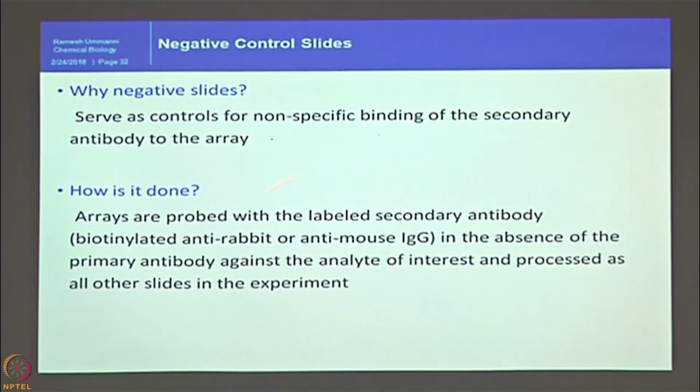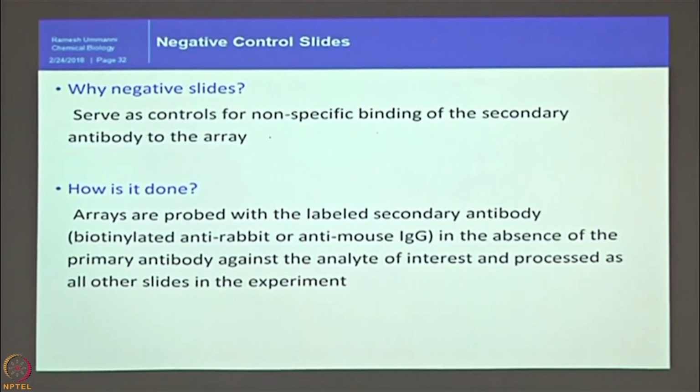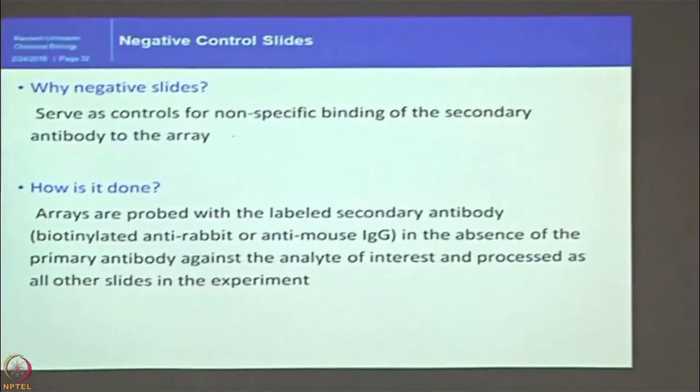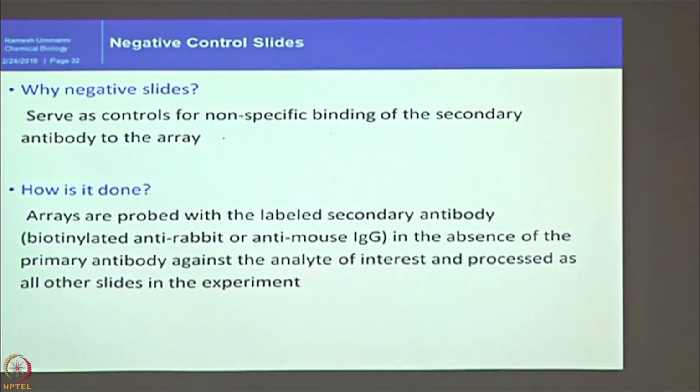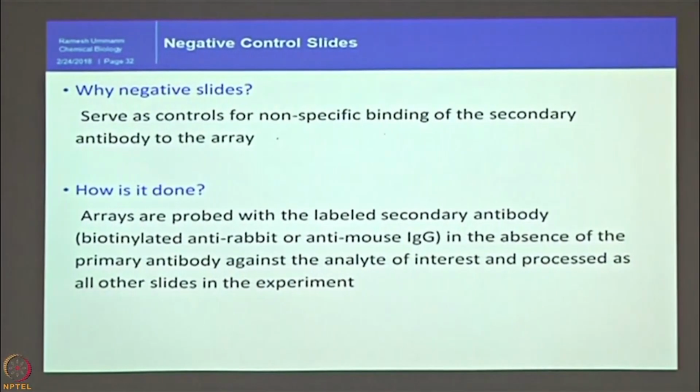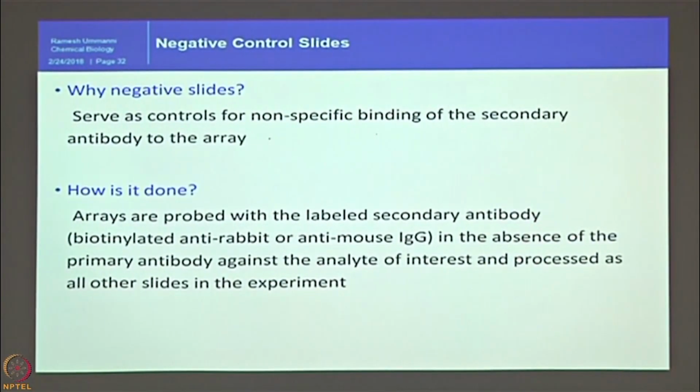Of the 50 slides, one will be probed with only the secondary antibody, and those signals will be detected against the original signal. If you see any signal for the secondary antibody alone, those antibodies definitely need to be dropped. Some secondary antibodies labeled for infrared from different companies behave completely differently.